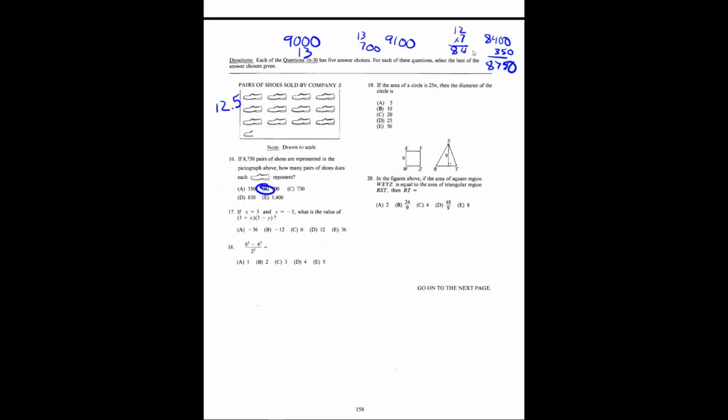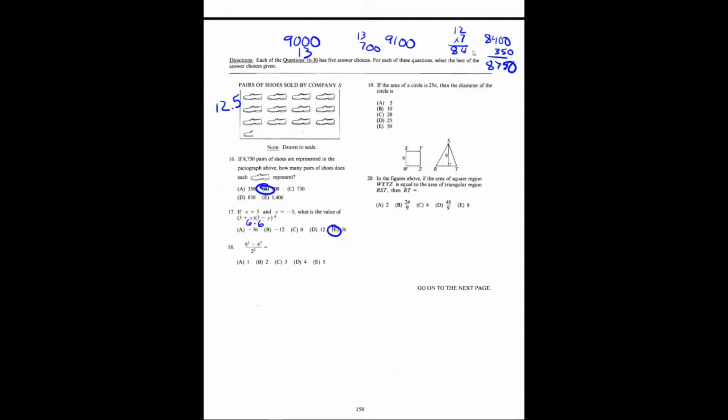Number 17, if x equals 3 and y equals negative 3, what's the value of (3 plus x) times (3 minus y)? So let's plug this in. We get 3 plus 3, so that's 6. And then 3 minus negative 3, remember to distribute that negative, so that's also a positive 6, and so we get 6 times 6 is 36, E.